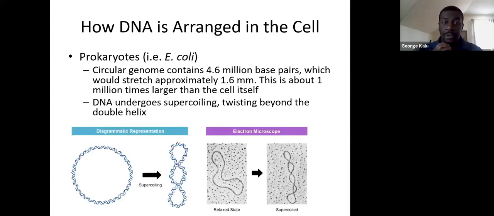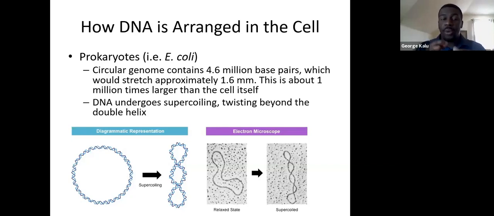When we're looking at prokaryotes, like bacteria, like E. coli, for example, their DNA is going to be in a circular manner. Their genome is circular, and it's going to contain about 4.6 million base pairs, 4.6 million nucleotides, all bound with one another. So if you were to take this circular genome for prokaryotes, their DNA would stretch about 1.5 millimeters. Now, 1.5 millimeters may not seem that large, but that is about 1 million times bigger than the cell itself. And so again, you have to pack that very large genome into a very small cell.